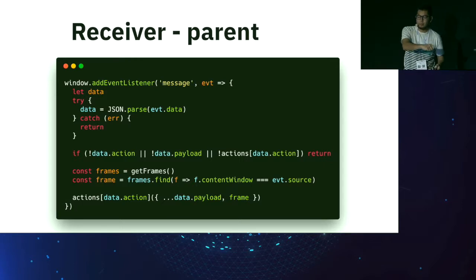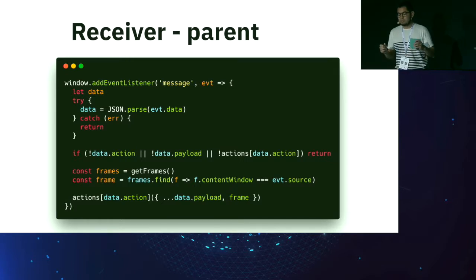From the other side, the parent will add a listener to the message event, which is the postMessage event name. And we will try to parse the JSON, and then we are going to check if the data action exists, and the payload exists, and if the action exists in our list of actions.